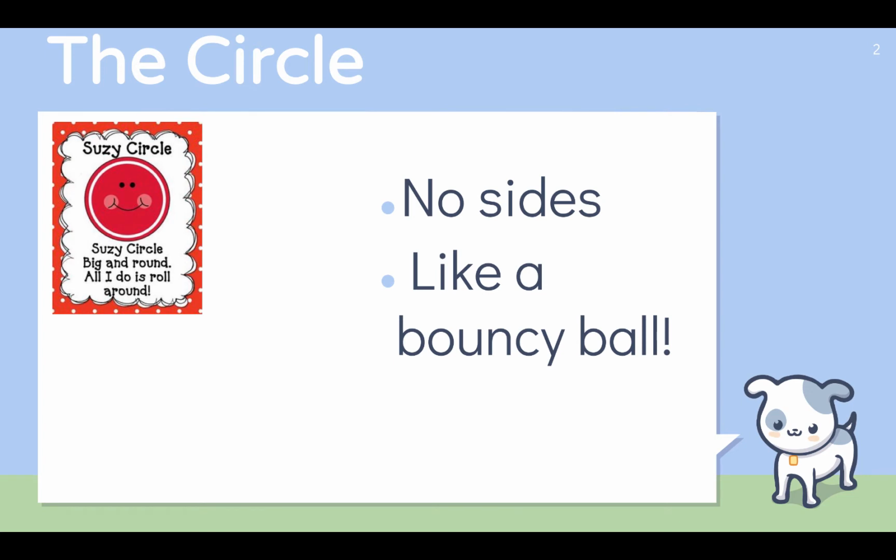Let's remember that shapes are the outline of an object. What do I mean by outline of an object? Let's take a look at Susie's circle. Susie's circle says, "Big and round, all I do is roll around." Our friend Susie is a circle. Let's recall that a circle has no sides at all. Because the circle has no sides, it can roll round and round just like a bouncy ball.